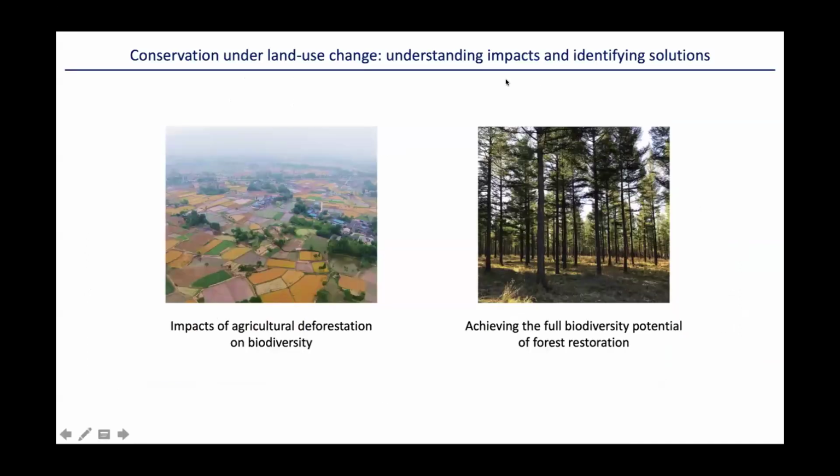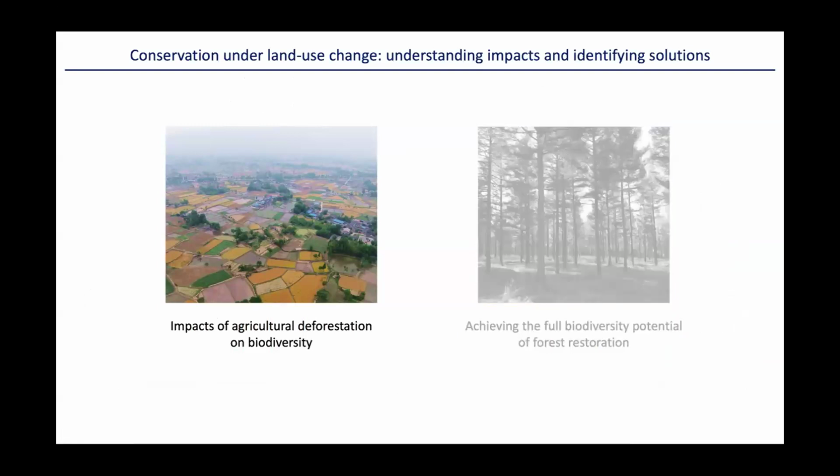So today for my talk, I would like to share two strands of research that my lab has been doing on the issue of deforestation, as well as, on a more positive note, the issue of forest restoration. More specifically, for the issue of deforestation, I'm going to talk a little bit about a specific study on the impacts of agricultural deforestation on biodiversity.